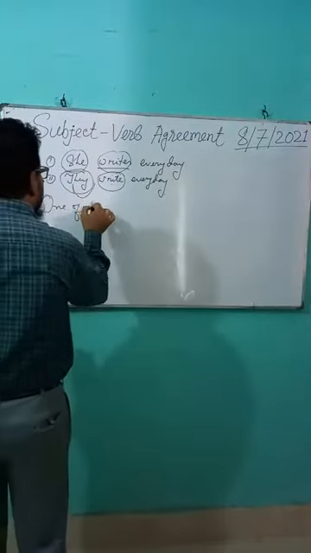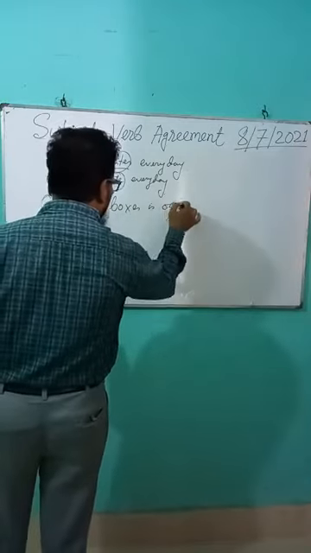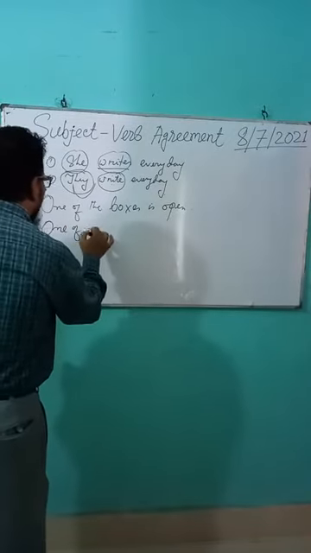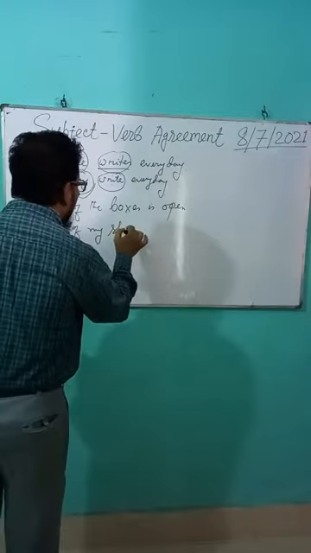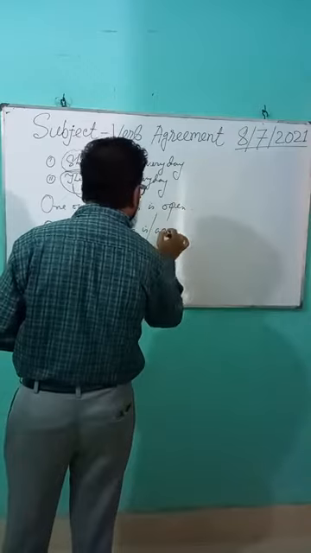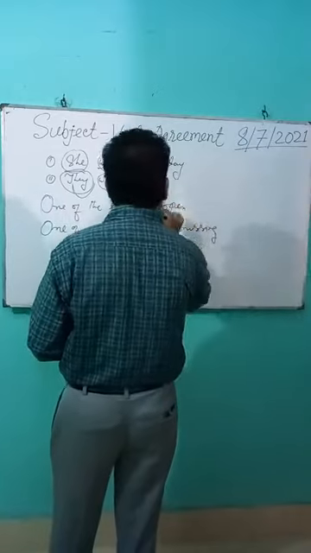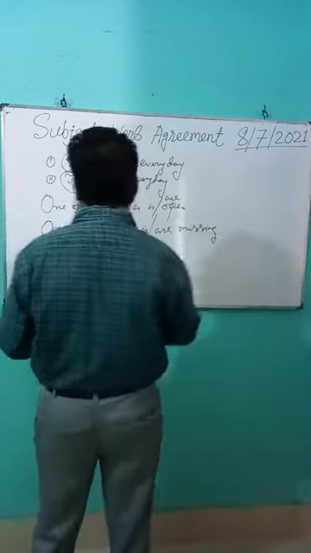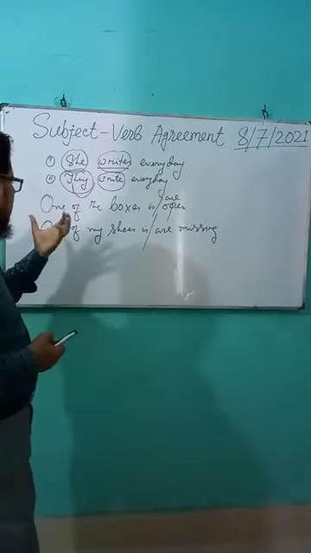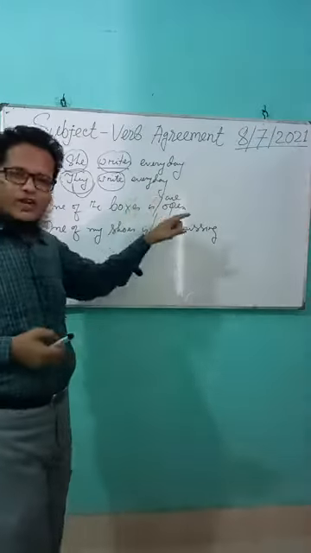One of the boxes is open. One of my shoes is missing. Is or are missing? Is or are open? Have a look. I'm telling you that the verb always agrees with the subject, not with the noun or noun phrase in the sentence.